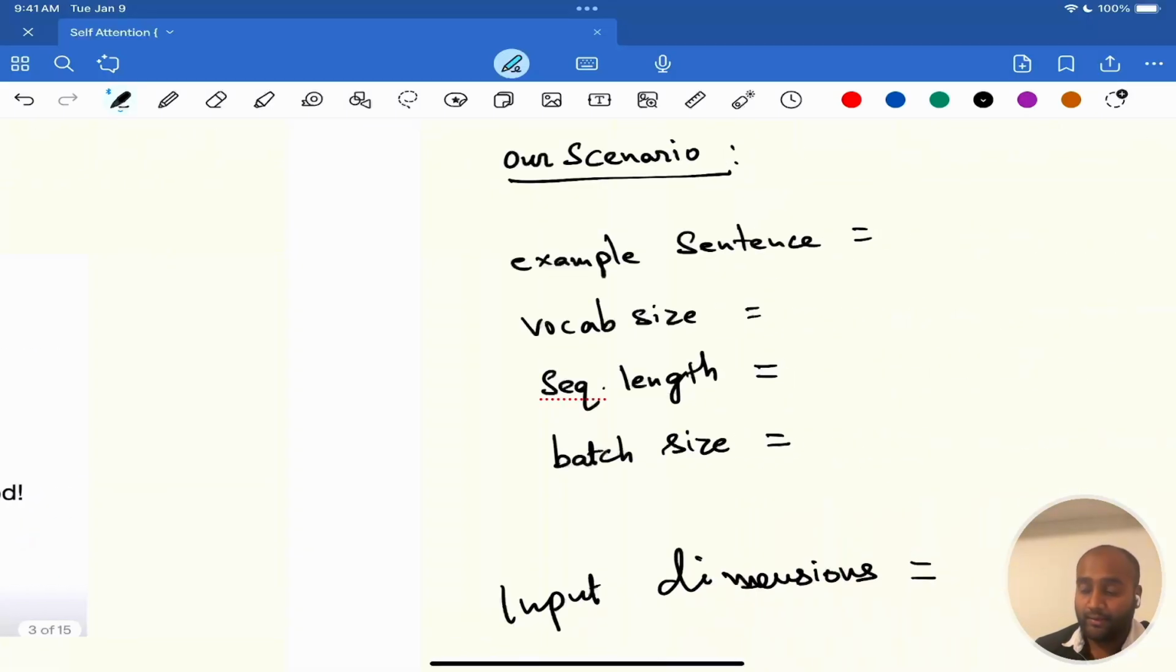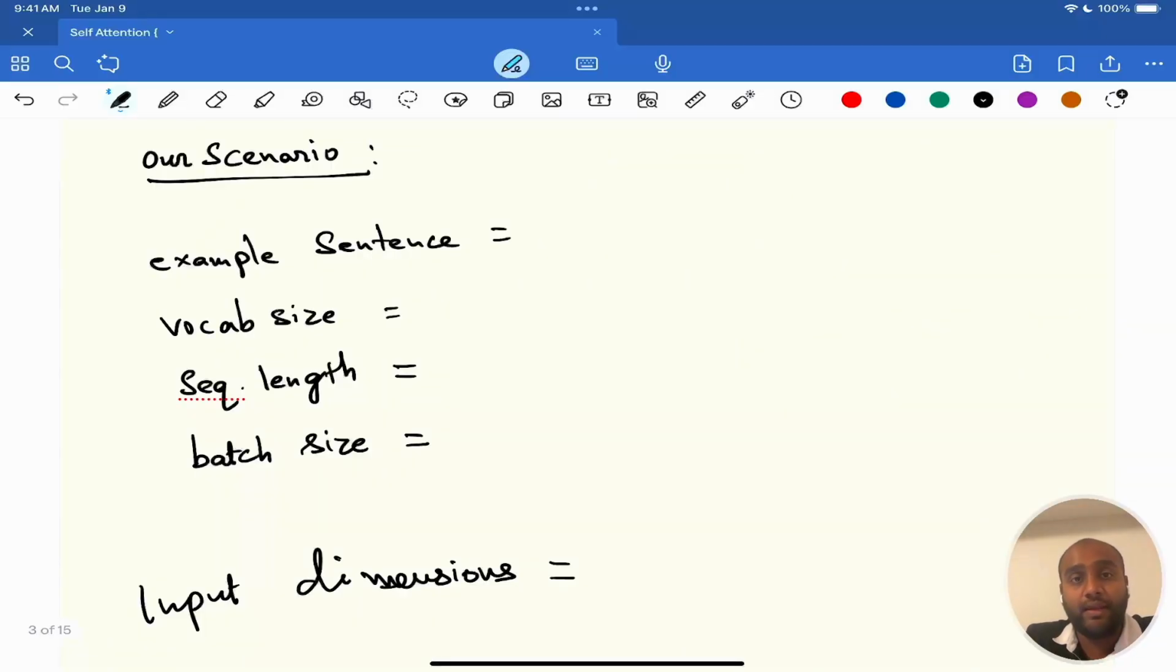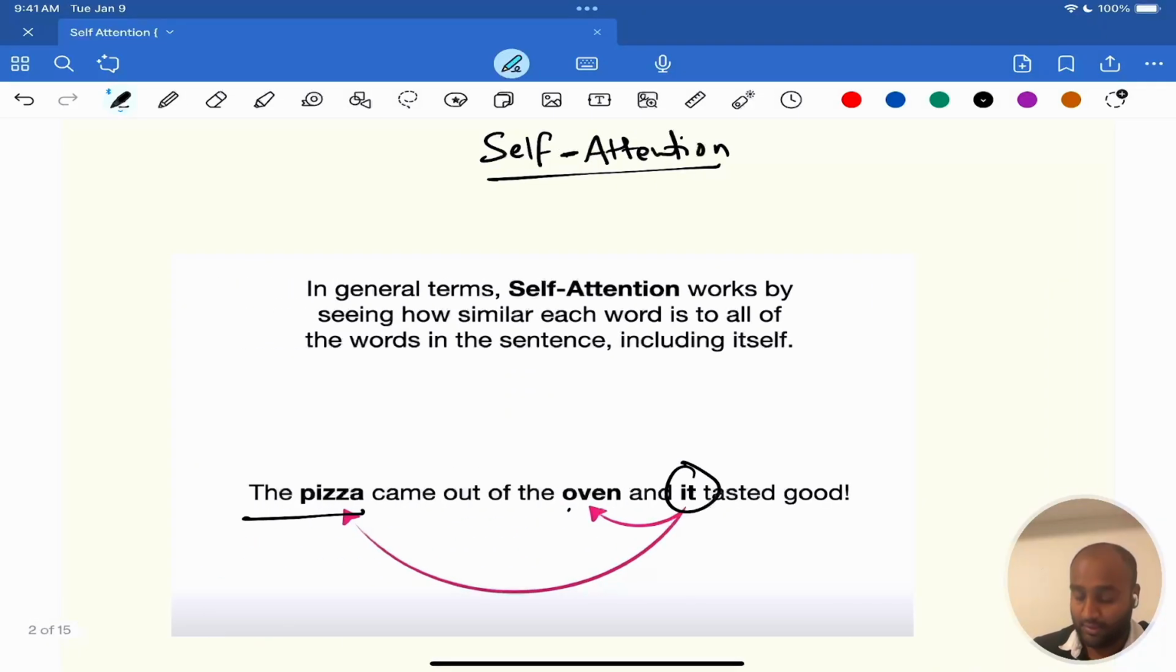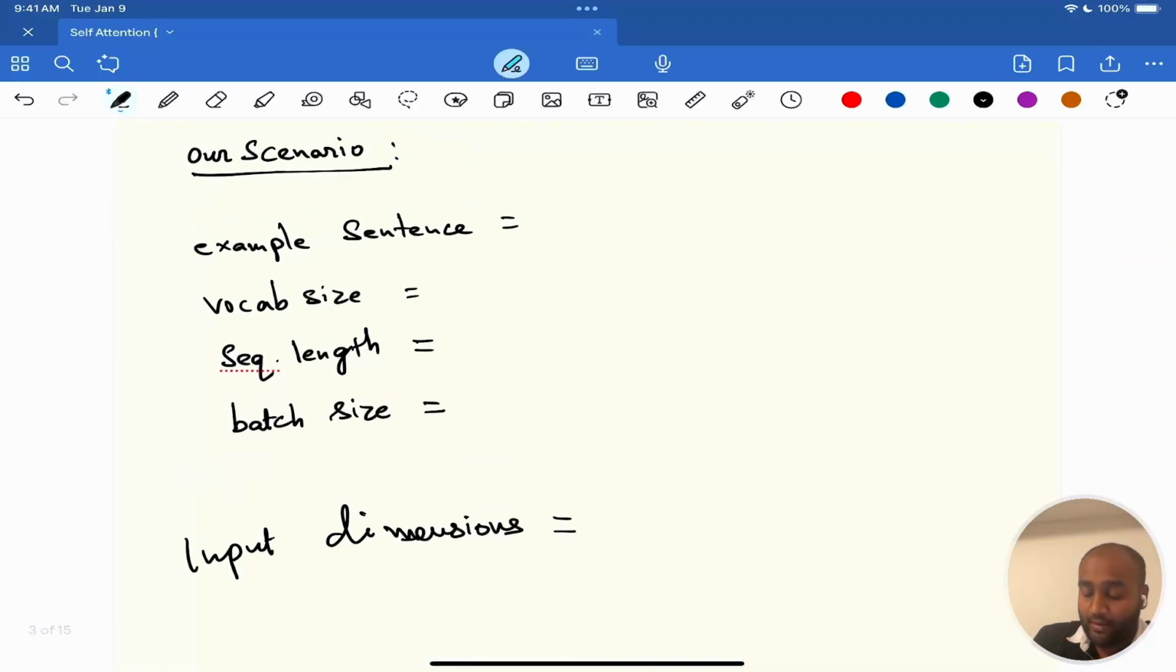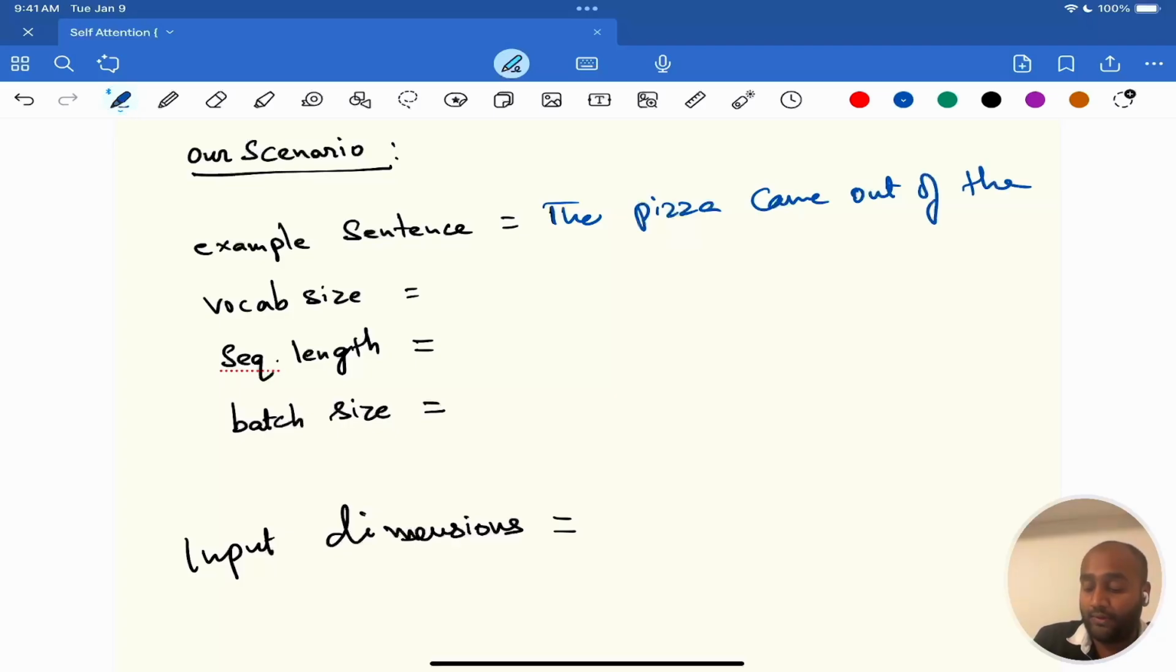To better understand it, let's actually take an example scenario. We'll take the same example. Let's say: the pizza came out of the oven and it tasted good.